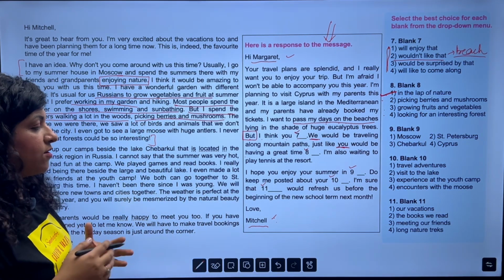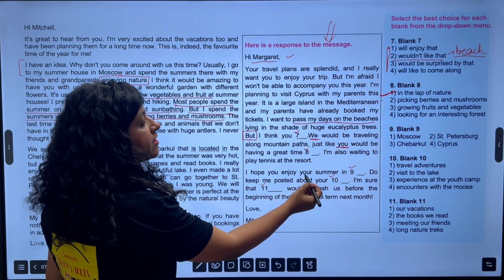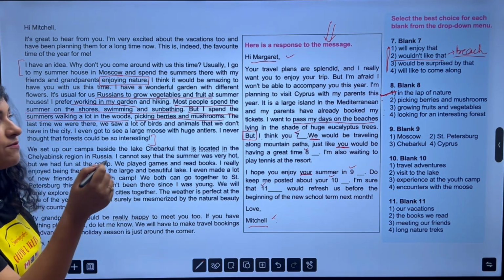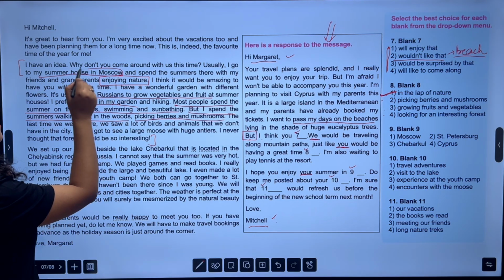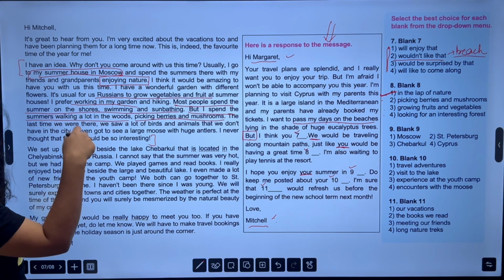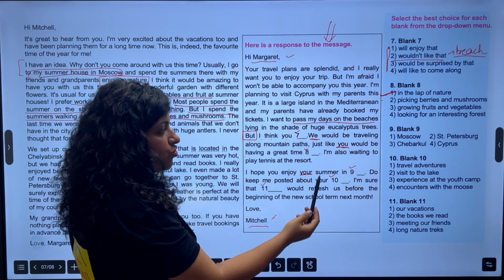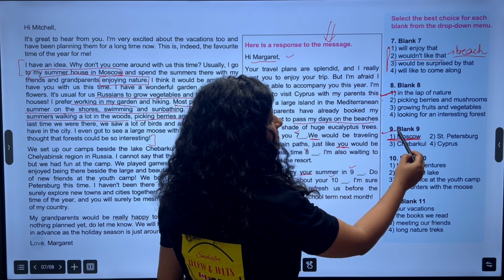So what will Michelle say that I hope Margaret enjoys her summer in? So where is Margaret enjoying her summer? We read over here that she goes to her summer house in Moscow and she's doing all these things. So obviously she'll say that I hope you enjoy your summer in Moscow. That would be the correct answer.